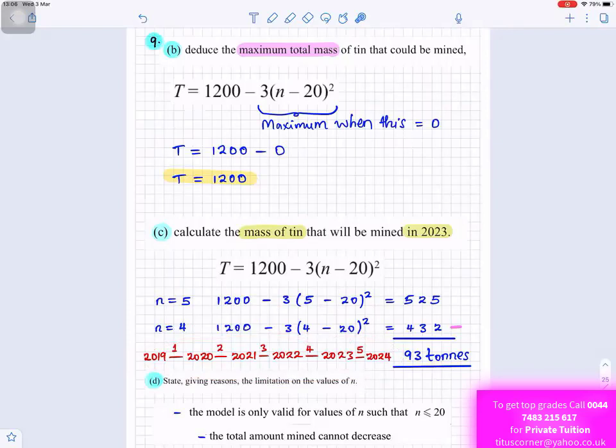Part 9D. State, giving reasons, the limitation on the values of n. The model is only valid for values of n such that n is less than or equal to 20. The total amount mined cannot decrease. So that's one of the things which you can write.